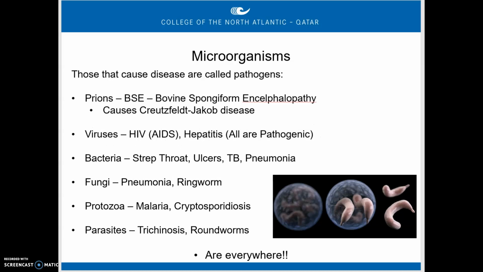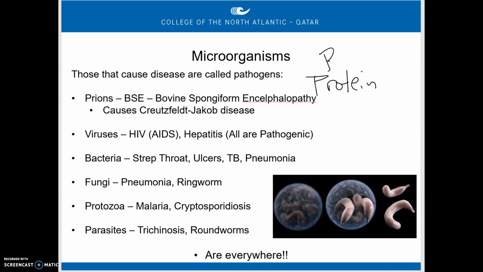So some of the ones here are microorganisms that can cause disease. Again, those are the ones that we call pathogens. And this is a group here, not exclusively, but certainly a list of them. A prion is the first one we've got here. A prion is actually a protein.